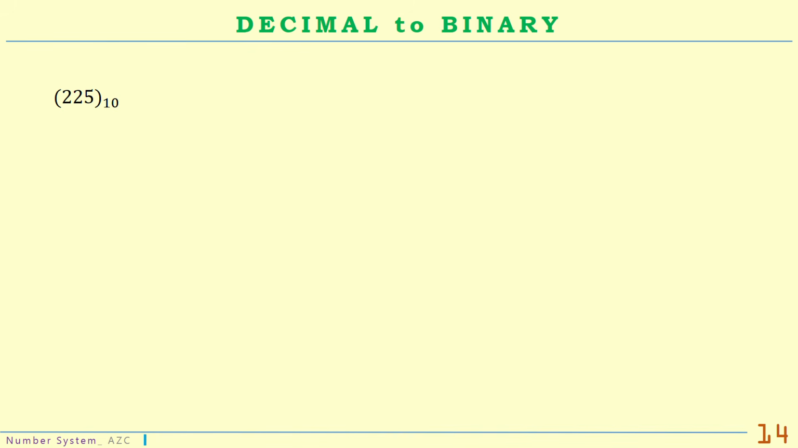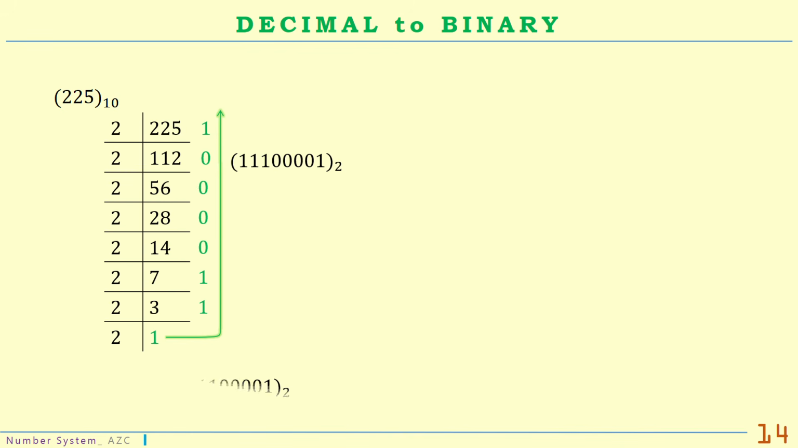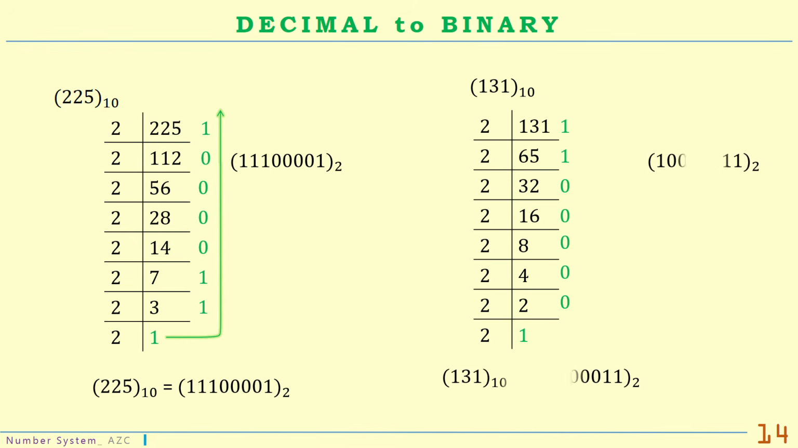For 225 decimal number, binary number is 11100001. Convert 131 decimal number to binary number. For 131 decimal number, binary number is 10000011.